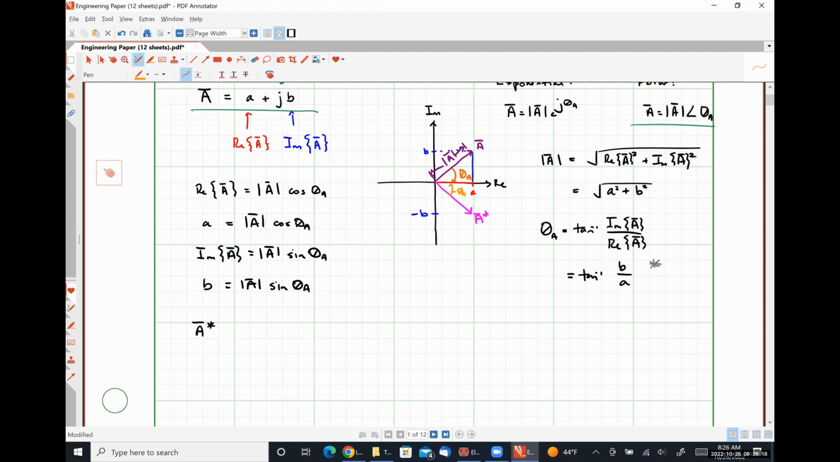positive horizontal axis. So in rectangular form, the complex conjugate operation simply means we change the sign on the imaginary part. So if complex number A is A plus JB, A conjugate is A minus JB. That's it, okay? In polar form, this operation is simply changing the sign on the angle. So complex number A conjugate is going to be the magnitude of A with an angle of negative theta A, okay?